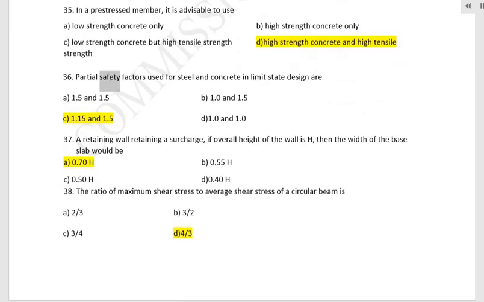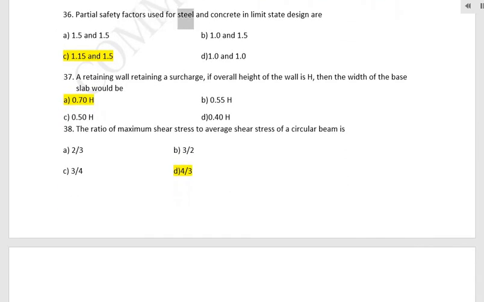36. Partial safety factors used for steel and concrete in limit state design are: A. 1.5 and 1.5. B. 1.0 and 1.5. C. 1.15 and 1.5. D. 1.0 and 1.0.